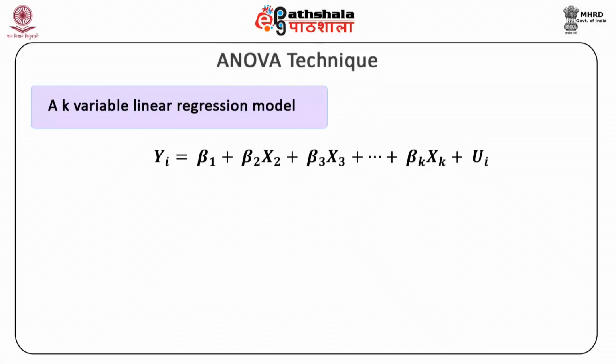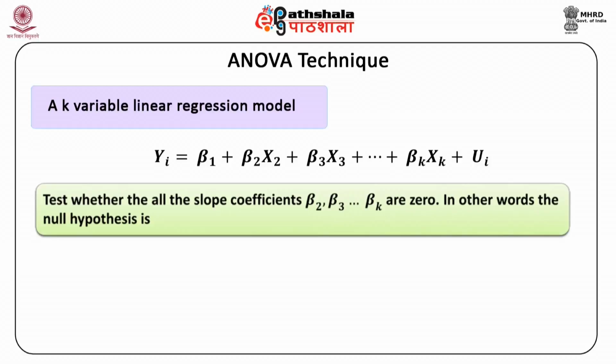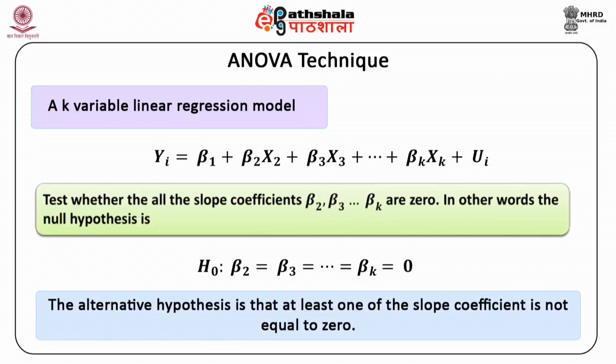yi is equal to beta 1 plus beta 2 x2i and so on plus beta k xki plus ui. This is the model which we have been using again and again. Now we want to simultaneously test whether all the slope coefficients beta 2, beta 3, up to beta k are 0. In other words, the null hypothesis H0 is beta 2 equal to beta 3 equal to so on up to beta k equal to 0. The alternative hypothesis is that at least one of the slope coefficients is not equal to 0.